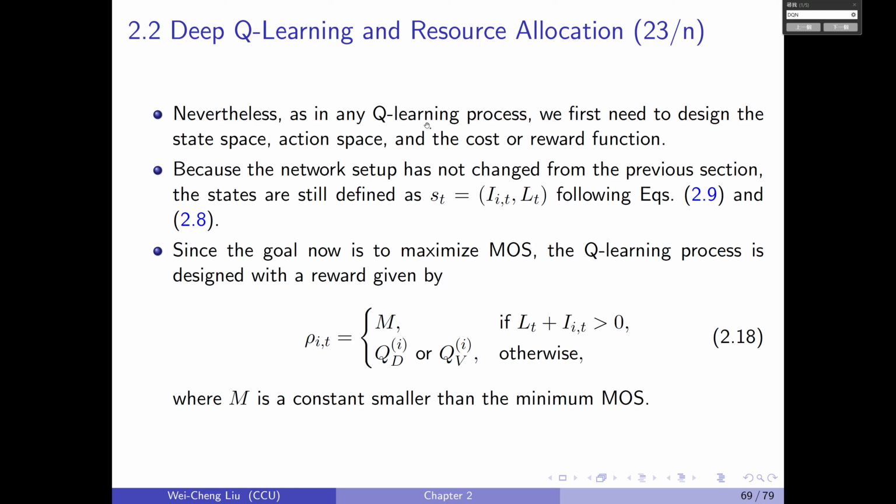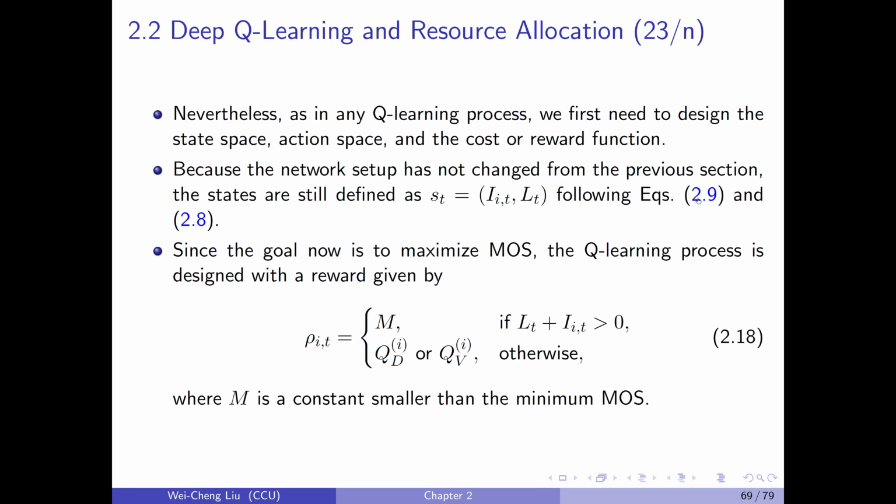As in any Q-learning process, we first need to define the state space, action space, and the cost or reward function. Because the network setup has not changed from the previous section, the states are still defined as S_t, which is equal to I_t, L_t. Do you remember this? Following equations 2.9 and 2.8. Let us go to equations 2.9 and 2.8.